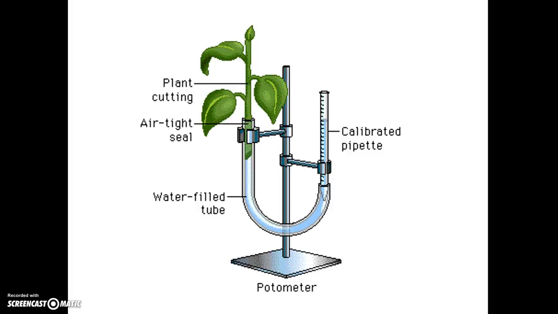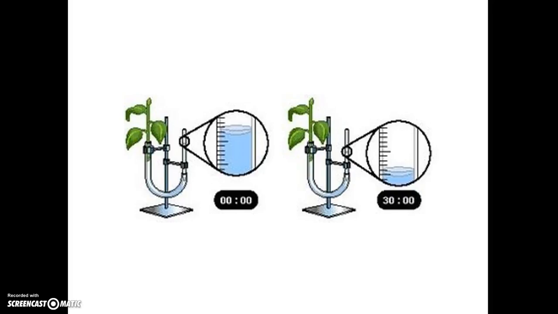There we go. So in our next lab, we're going to be looking at this thing. It's called a potometer. We're going to set this up. This is a pipette. We're going to fill it with water. We're going to fill this whole thing with water and stick a plant in there. And as water evaporates, our water level is going to go down, and we'll be able to measure exactly how much water is evaporating out of this plant. So we can put it under different conditions and see what happens.